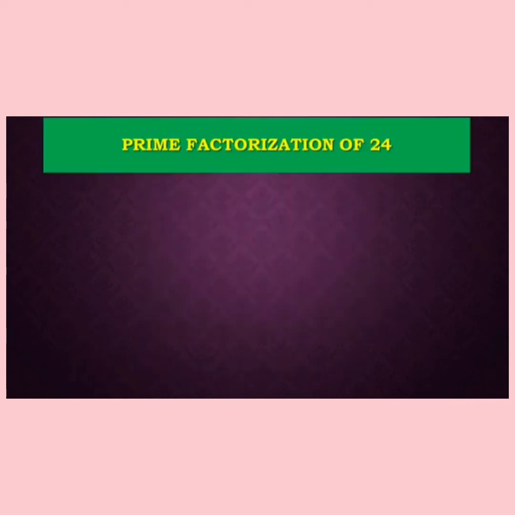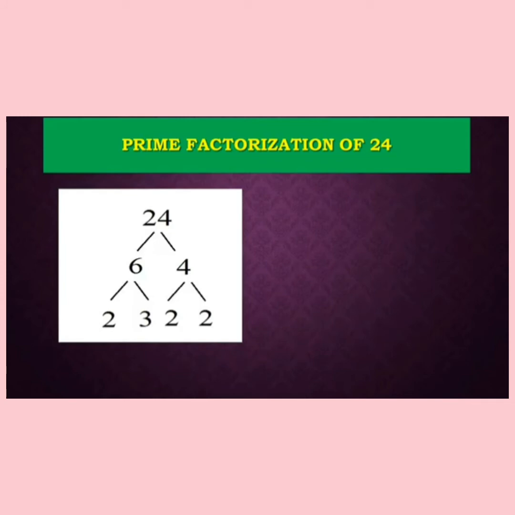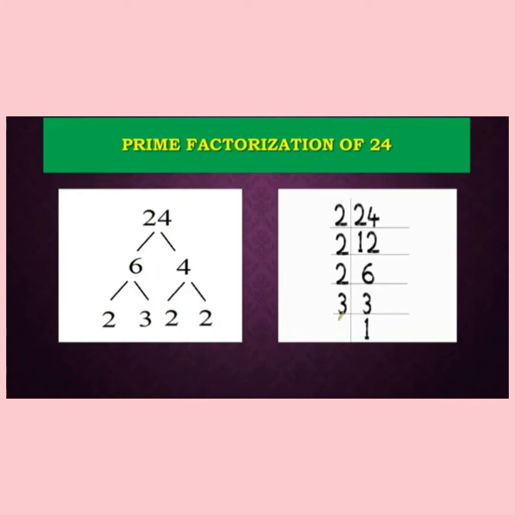One more example, prime factorization of 24 using both the methods. Factor tree method, upside down division method. Let's have a look. I hope the topic prime factorization is clear to all of you.